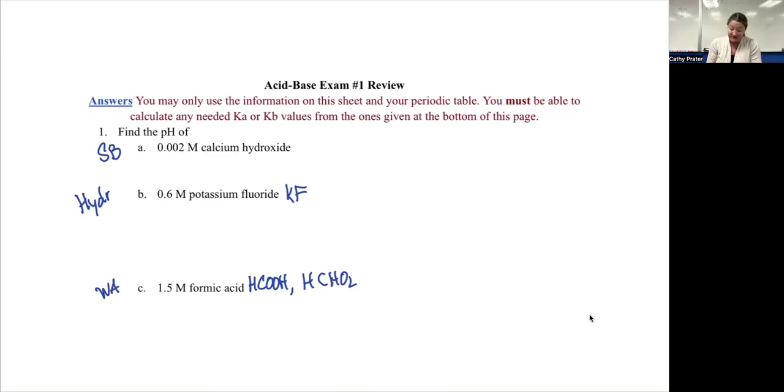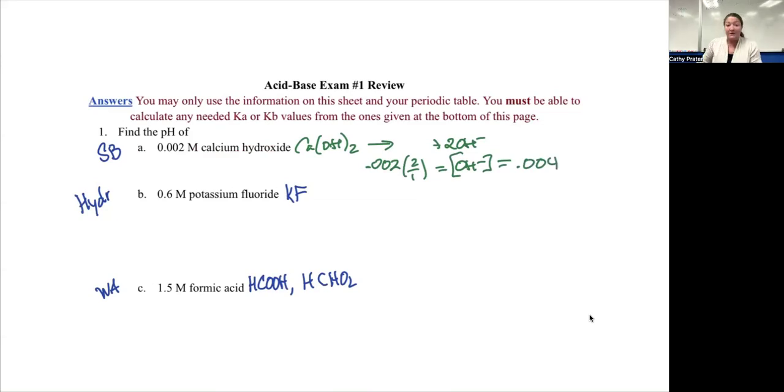So for the strong base, calcium hydroxide is Ca(OH)2. So when that dissociates, it's going to give us two hydroxides for every one we started with. So if the calcium hydroxide is 0.002, we're going to multiply by a mole ratio to give us the hydroxide concentration of 0.004. I'm going to take the negative log of that, and that'll give me pOH is 2.40, and then subtract from 14 gives me 11.60.